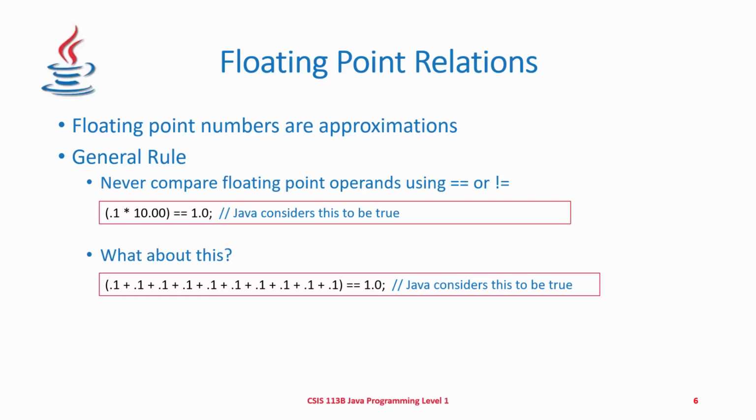The reality is it may not be exactly 1. Same with the second example. If we're adding 0.1 ten times and then comparing it to 1, again, Java would consider that to be true, but it isn't absolute because, again, floating points are an approximation. And we'll have a video that explains why that flaw exists.